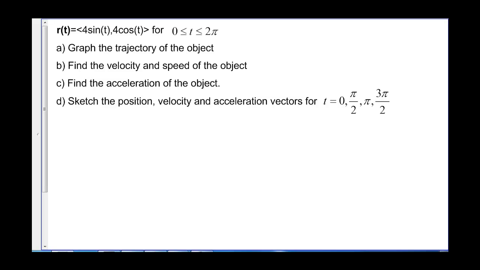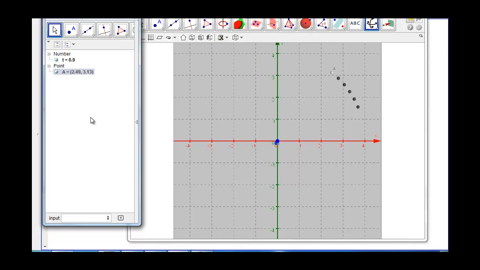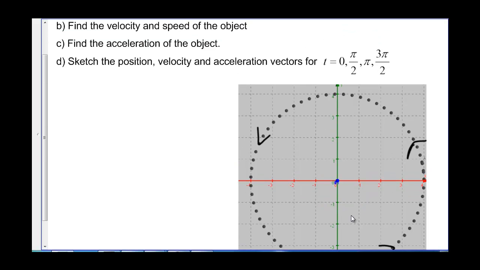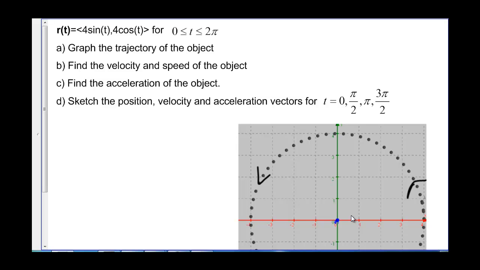We have r of t equals 4 sine of t, 4 cosine of t, for t between 0 and 2 pi. So if we graph the trajectory of the object, we see that it is making a circle with radius 4. And we will go from 0 all the way around to 2 pi. And notice that our trajectory did have a direction. We were moving this way along our circle. So now we need to find the velocity and speed.